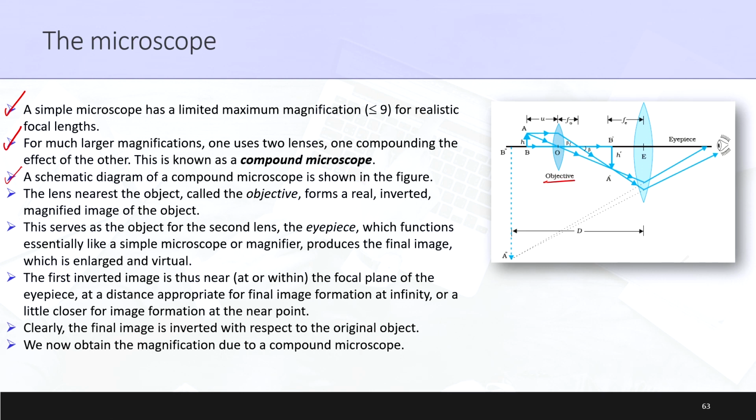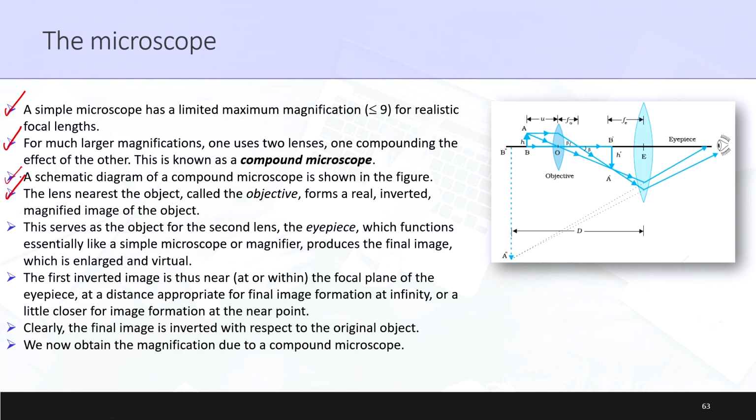As you can see, this is called the objective, and it forms a real, inverted, magnified image of the object. As you can see, this is a real image, this is an inverted image, and this is a magnified image. Fine, quite evident, everything is clear till now.